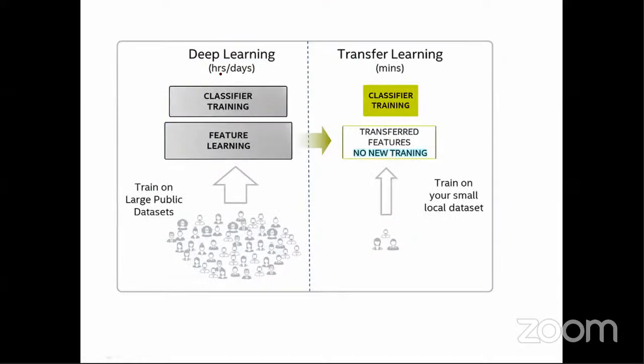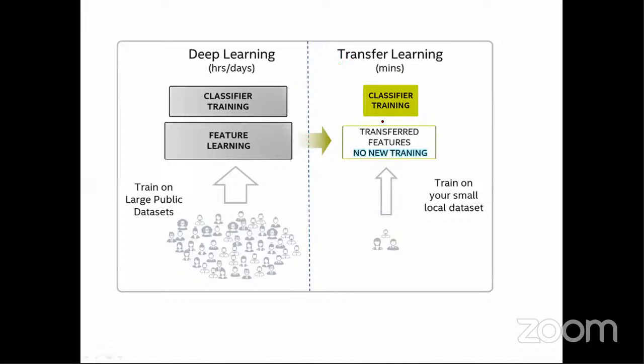When you are talking about deep learning, definitely you know that it will take days to train. So we have a good number of public data sets, with feature learning happening and then classifier training. Some good institutions that have supercomputers are doing this and creating these features. For example, a small institute cannot do this because they don't have the infrastructure, but they can use the features as such.